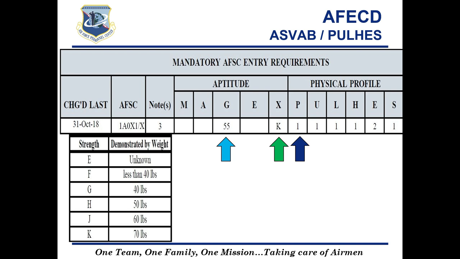So let's say you need to go to MPS. I can't imagine why somebody at MPS would need an X factor of K for 70 pounds, but you get the point, right? And then you have PULHES, and these are just different numbers that define your psychological, mental, and physical health, to basically fit into a career field.